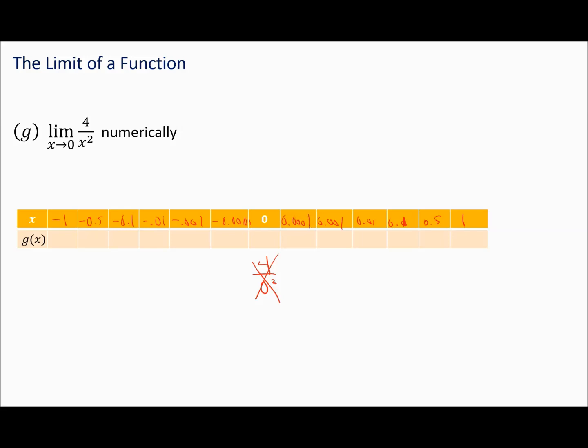Okay? So, smaller than 0 on the left, bigger than 0 on the right, getting closer and closer. Now, this is some number crunching here. When I plug in the first one, -1, that'd be 4 over -1 squared. That we can do in our heads. That's just 4.